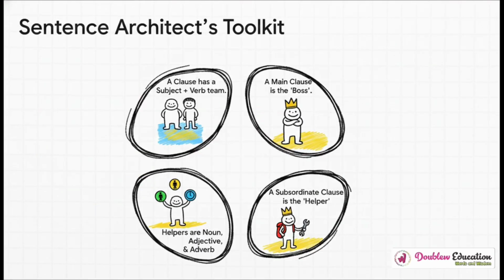Okay, so let's wrap this up. What's your takeaway from all this? Remember these four simple things. One, a clause has that all-important subject plus verb team. Two, the main clause is the boss. It can be its own sentence. Three, a subordinate clause is a helper that just adds detail. And four, our three helpers are the noun, adjective, and adverb clauses.